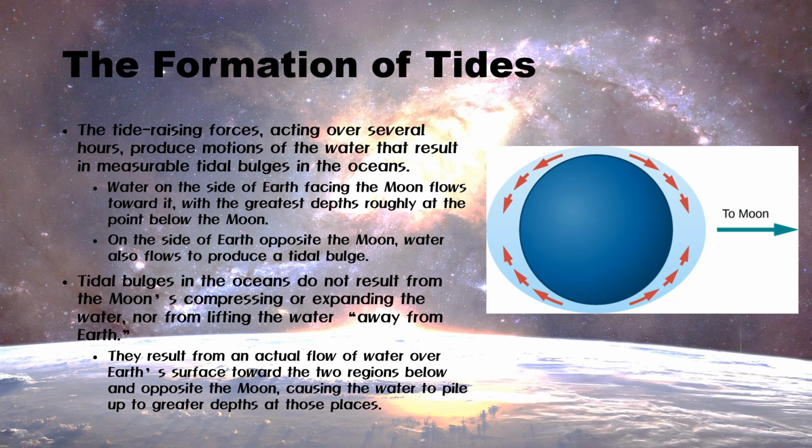Now, tidal bulges in the ocean do not result from the moon compressing or expanding the water, nor from lifting the water away from the Earth. That's a misconception. Instead, what is actually happening is the result of a flow of water over the Earth's surface toward these two regions, below and opposite the moon, causing the water to pile up to greater depths at those places. So, again, this is not a compression of water, it's not an expansion of water, because we're not changing the amount of water that's there, and we're not physically lifting water up and away from the Earth. Instead, it's just how that water is flowing during that time.